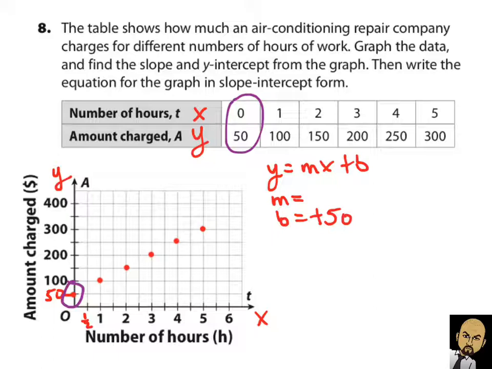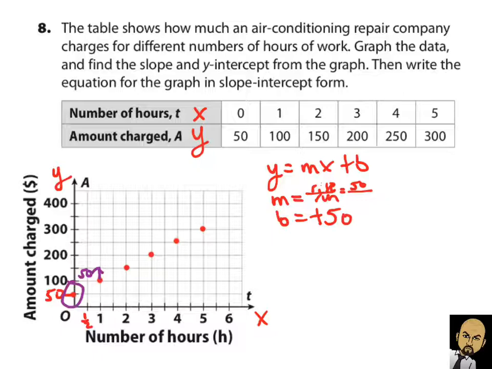Now we got to figure out the slope. I'm going to do it both ways like I did the previous problem. And first thing we want to do, I'm going to go ahead and do it from the graph using rise over run. So we go to our graph, and we're going from this point, and we rise because our increment's 50, so our rise is going to be 50.